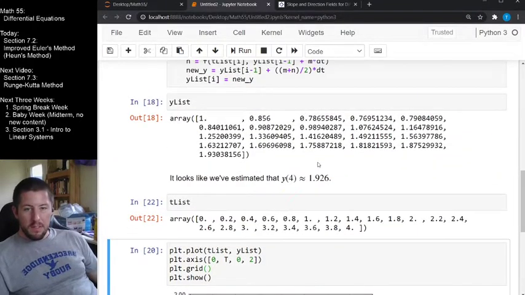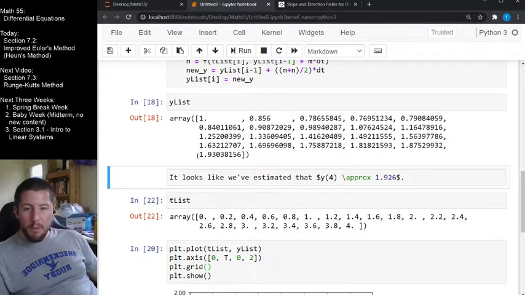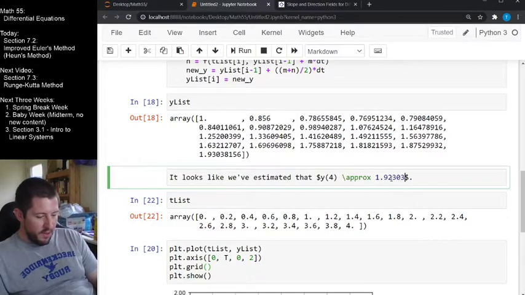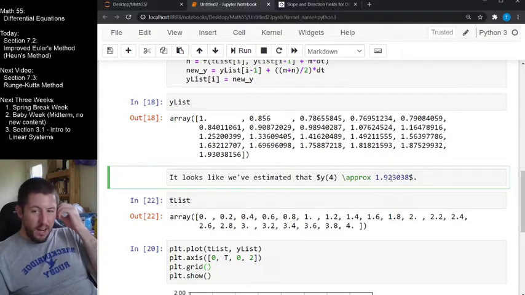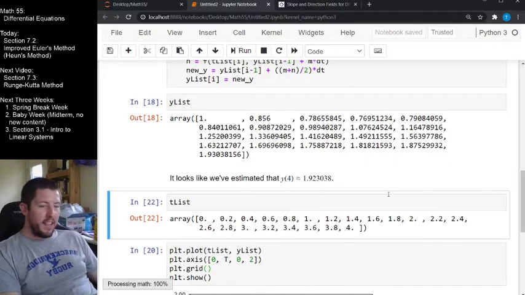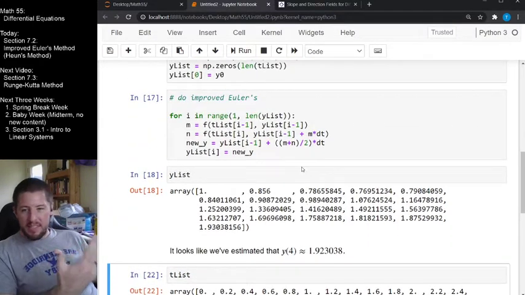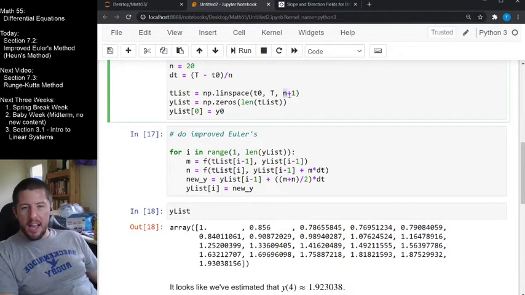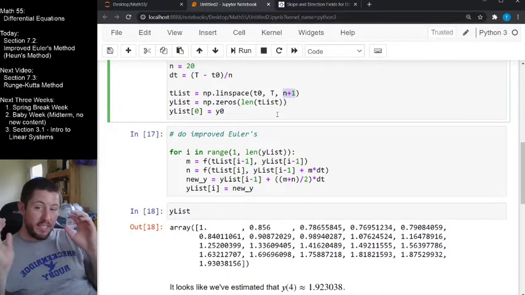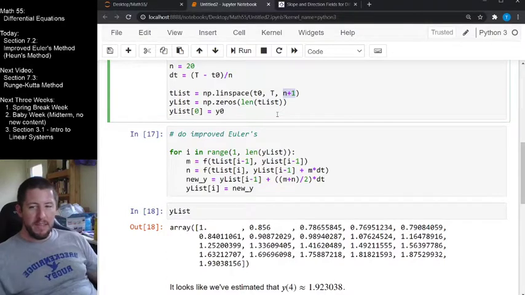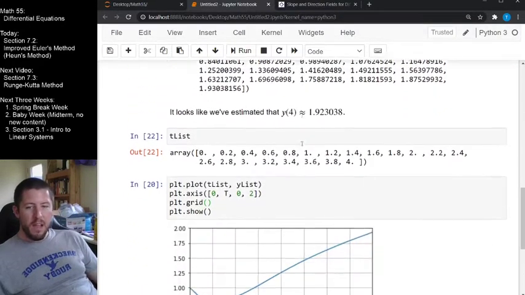But notice, I'm going to update this now. 1.93038. That's exactly what they were getting. 1.93038. So I think I was disregarding our fence post problem right there. We need 21 points to have 20 subdivisions, which is why I used n plus 1 instead of n as my number of points to create for linspace. I wanted one more point than I have subdivisions because it takes one more fence post than the number of pieces of fence to build a fence, right?